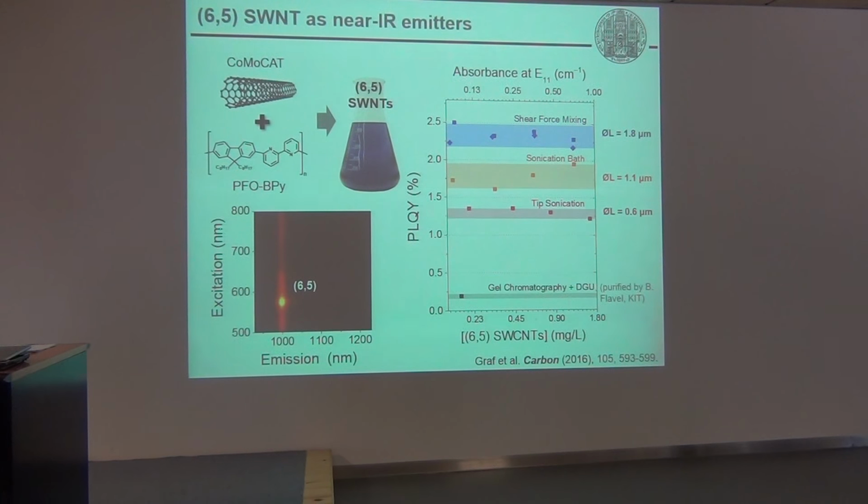We optimized our dispersion process so that the photoluminescence yield is as high as possible. This is why we use the shear force mixing. This produces very long carbon nanotubes, and the length of the nanotube determines to some degree how emissive they are. And we get to about 2.3, 2.4% in dispersion.